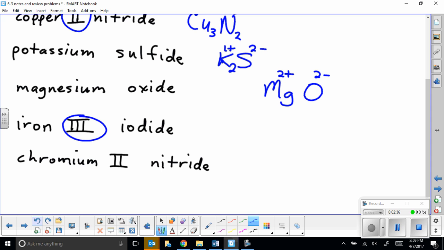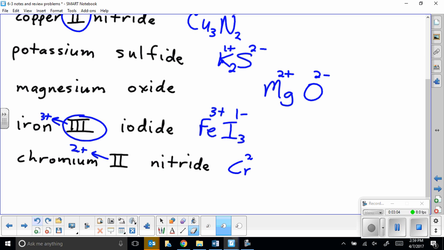Again, I see this one, iron, Roman numeral 3, that's telling you that this iron is a 3+. So I write iron, which is Fe, 3+. Iodide is I, and it's a 1-. I crisscross only the 3, do not crisscross the 1. And then again, this is telling you that this is a 2+. So I've got chromium, which is Cr, it's a 2+, and I've got nitrogen, which is a 3-. I'm going to crisscross the 2, crisscross the 3.